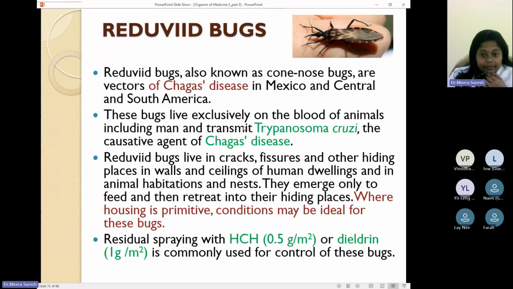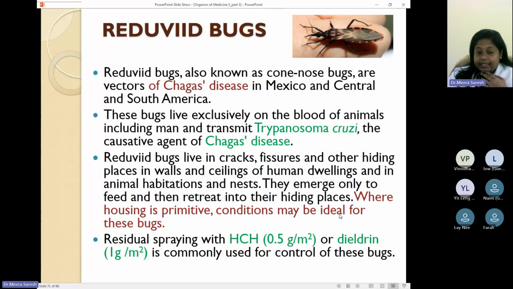These bugs live exclusively on the blood of animals and they can transmit the Trypanosoma cruzi, the causative agent of Chagas disease, or American sleeping sickness. Redwood bugs live in cracks, fissures, and other hiding places in walls and ceilings of human dwellings. They emerge only to feed and then retreat into their hiding places.